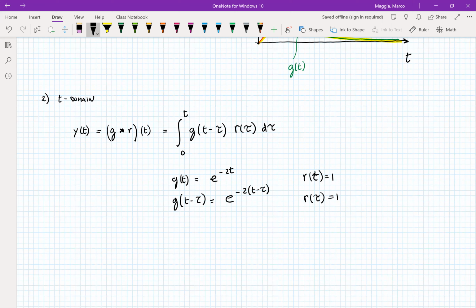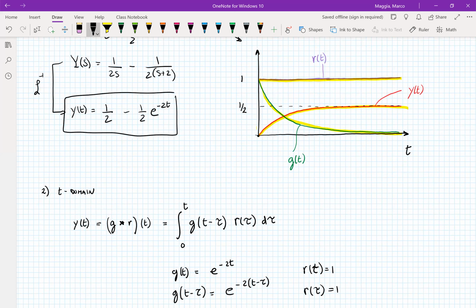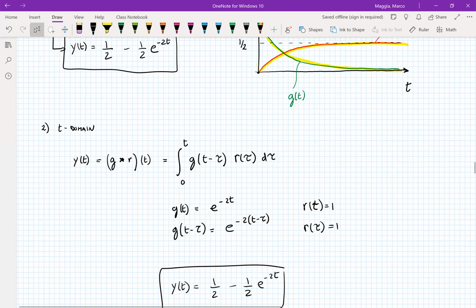If you solve the integral, which is a quite elementary integral at that, you'll find that the output is 1/2 minus 1/2 times e to the minus 2t. So same output. And that was expected. You have to find the same thing. If you don't, it means that something is wrong.